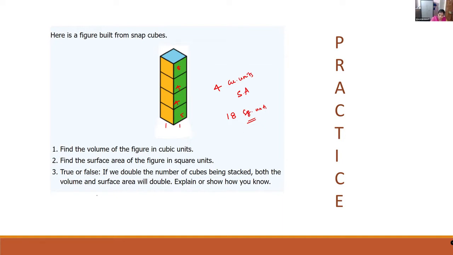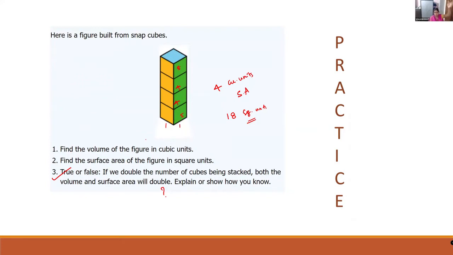Then try to ask this question, how they answer. If we double the number of cubes being stacked, both the volume and surface area will double. What is your idea about this? True or false this statement? Please pose this question and see about their knowledge. Surely they can tell about the volume. Volume is very simple. It's easy actually. Yes, 8 only.